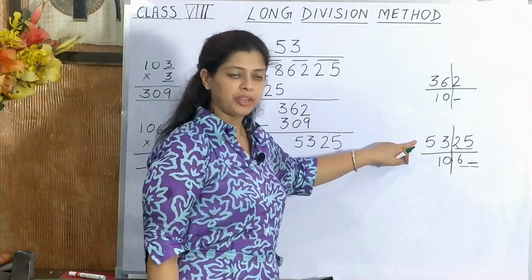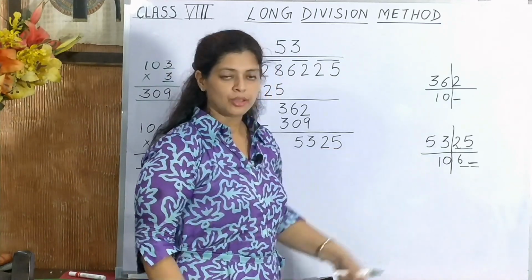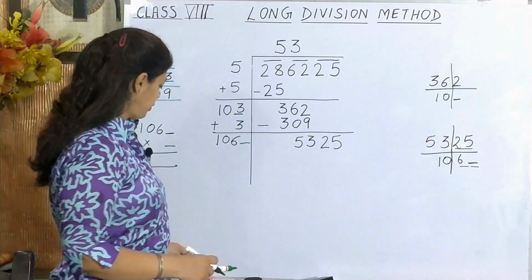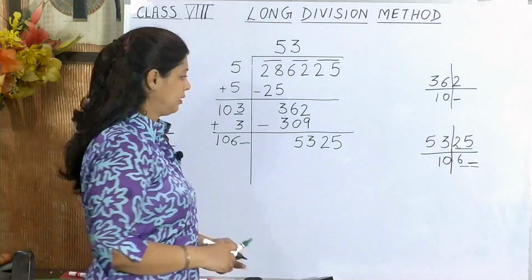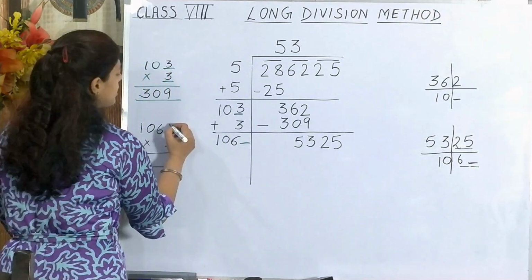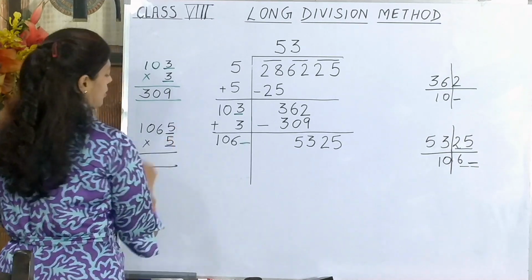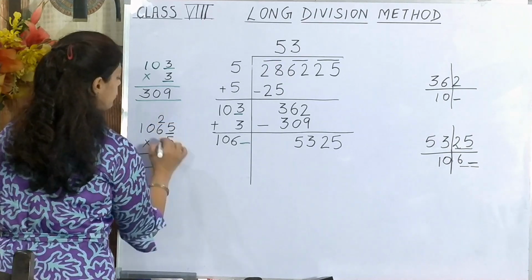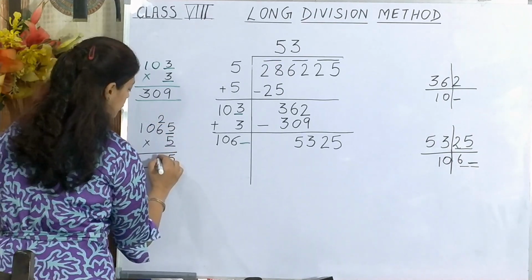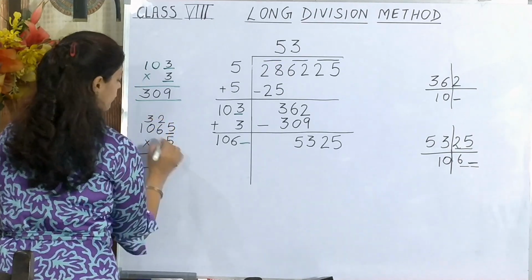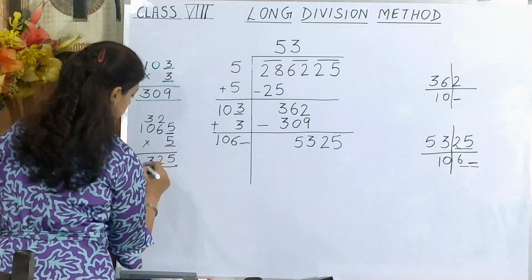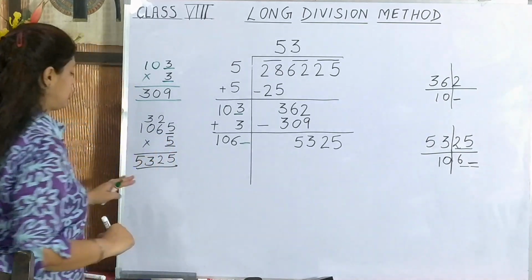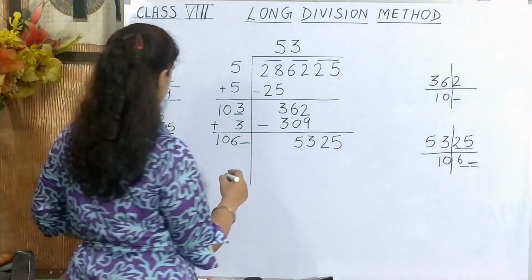I am left with 53 divided by 10. So how many times can 10 go in 53? 5 times. That means I can take the single digit as 5, multiply and see the result. 5 5s gives 25, carry 2, 5 6s are 30 and 2 is 32, carry 3, 5 zeros are 0 and 3, 5 ones are 5. So I am exactly getting 5325.